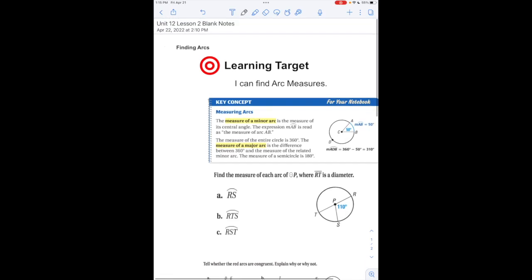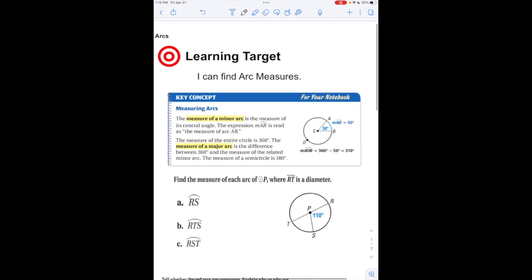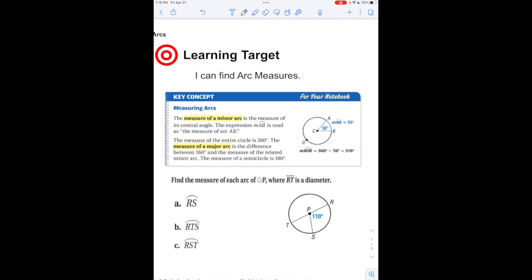Continuing on with circles, looking at the arcs this time. So arcs are like the outside of the circle. If you were thinking about it like a pizza, it would be the crust. So we're kind of looking at the crust of the pizza. And we have two different ideas. We've got these things called minor arcs and major arcs.